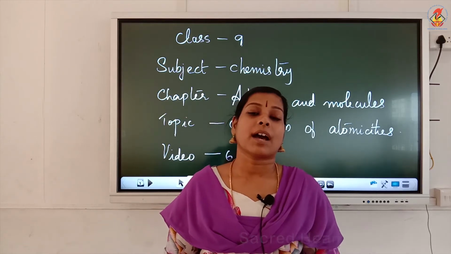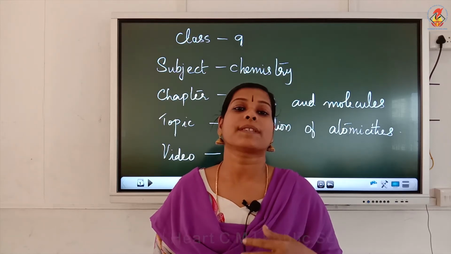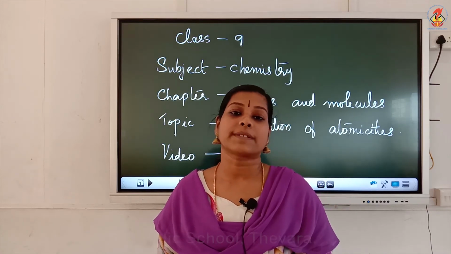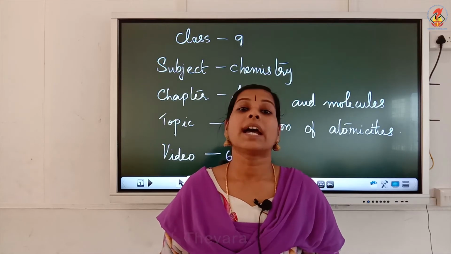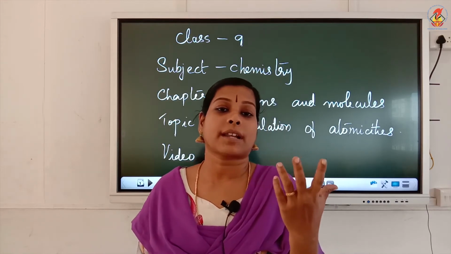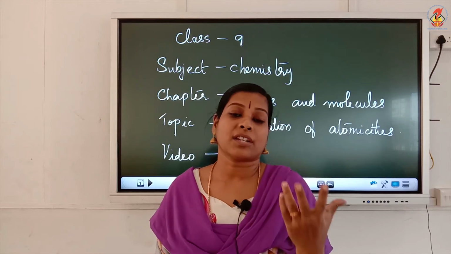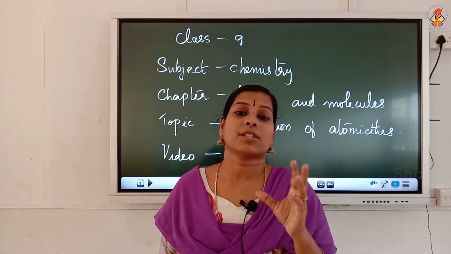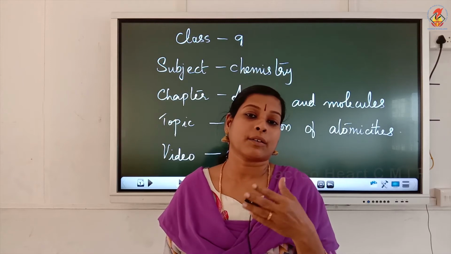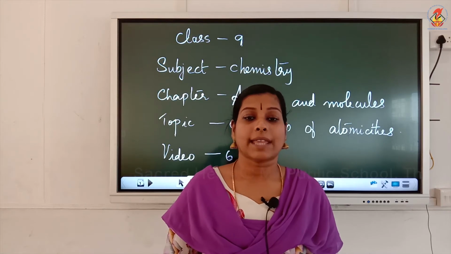Now we have seen how atoms combine to produce a molecule, and how we represent molecules, atomicities and all. Now we can see certain compounds and molecules, how we represent each compound, and in what ratios the elements combine there. Also we can see a few questions to calculate the atomicities of different compounds. Okay, that we are going to see.